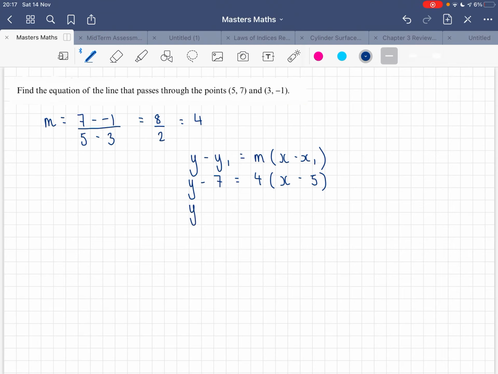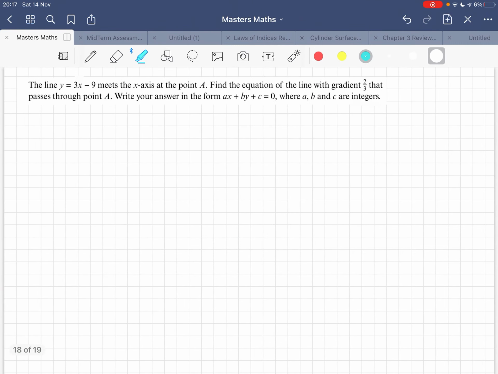So I have y minus 7 equals 4x minus 20, and then I'm going to add the 7 over, so I get y equals 4x minus 13. And that's it. Again, that is the equation of my line. Really straightforward, as long as I know 2 points, so I can calculate the gradient and then put it into that formula. Really nice and easy. The next 2 questions are a little bit more in-depth, having to use a few more of your skills within algebra and knowledge of straight lines, but still not too difficult.